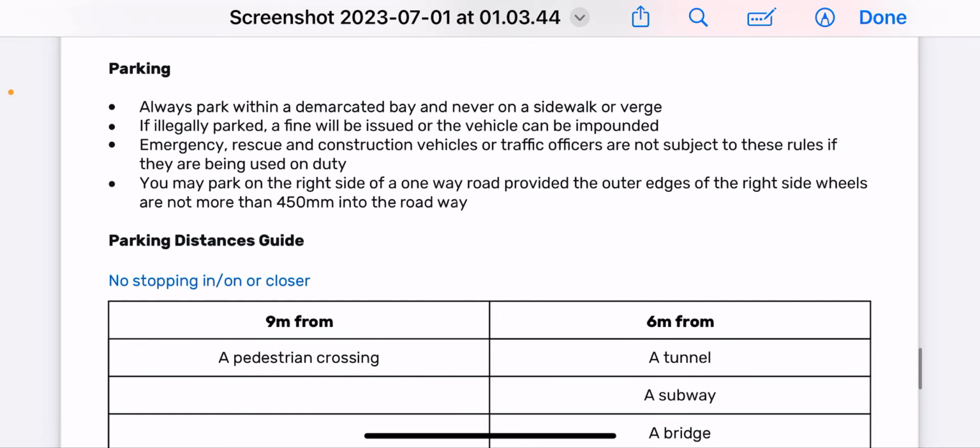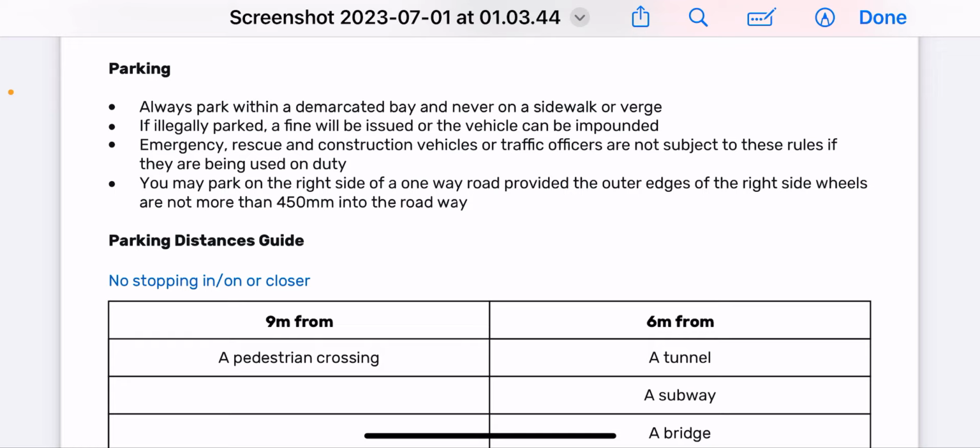Then we get to parking. The rules with regards to parking. Always park within a demarcated bay and never on a sidewalk. You don't park on the sidewalk. You only park on a demarcated bay. So refer to my video again, the road surface markings.